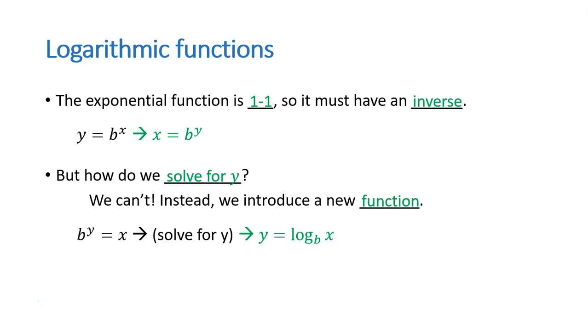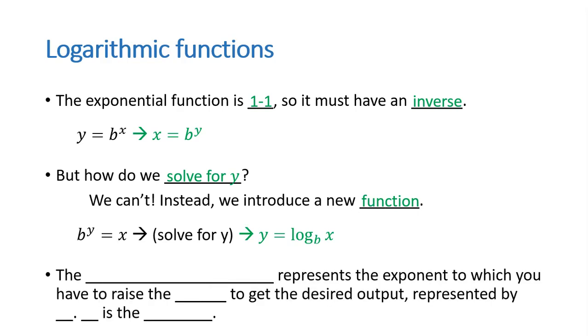So one thing I want you to pay attention to is that letter b. b was the base of the exponential. Now b is written as a subscript for a logarithm, which we call the base of the logarithm. So the logarithm function, base b, represents the exponent to which you have to raise the base, in this case b, to get the desired output, in this case represented by y. x, which is being plugged into the logarithm, is called the argument. So log base b is kind of like f. It functions the same way.